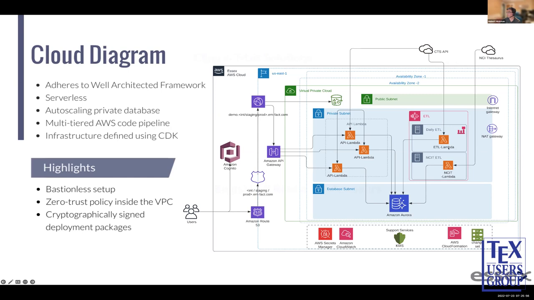AWS manages all of this deployment, both the things that serve the application and the daily jobs that run. And there are other things: zero trust policy, bastionless setup, signed deployment packages. All the things you're supposed to do in a cloud deployment, we are doing. In our team, that's Hyben's role, to do the cloud engineering. And for the most part, this works very well. The infrastructure works as designed, and all the bits and pieces fit together.